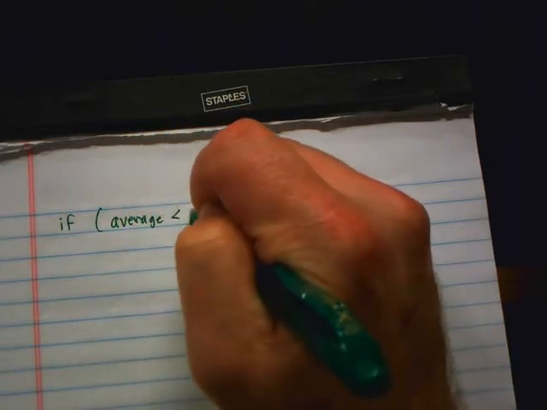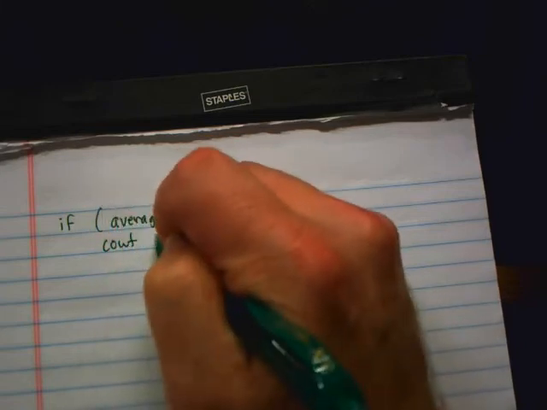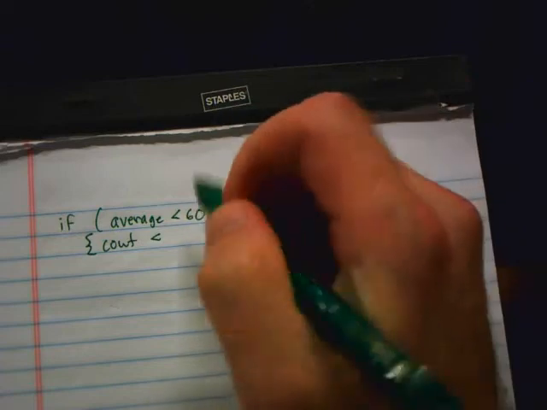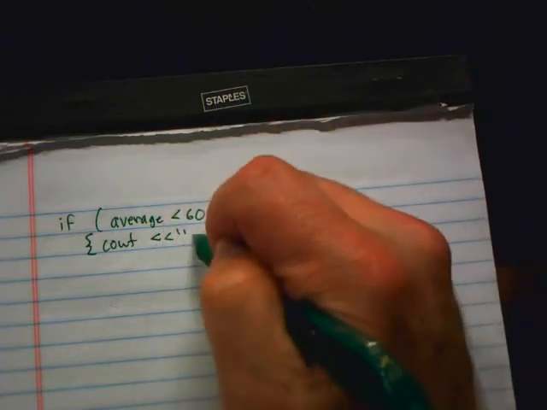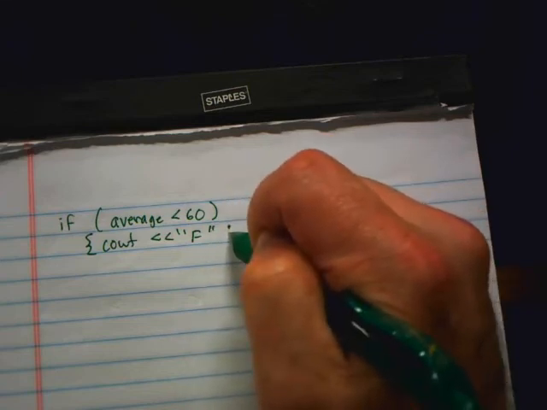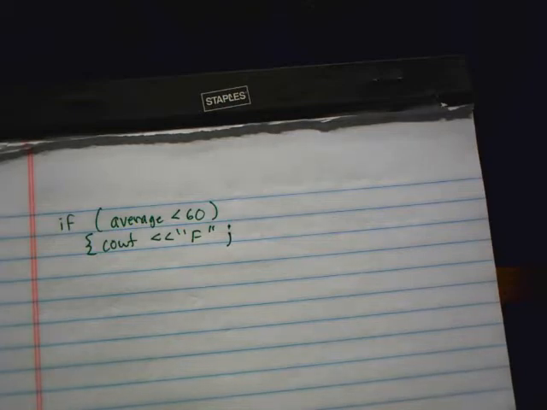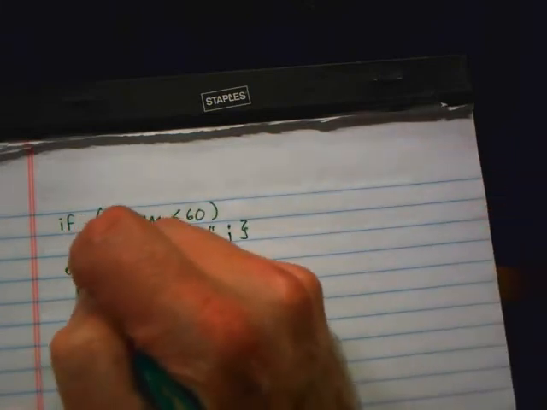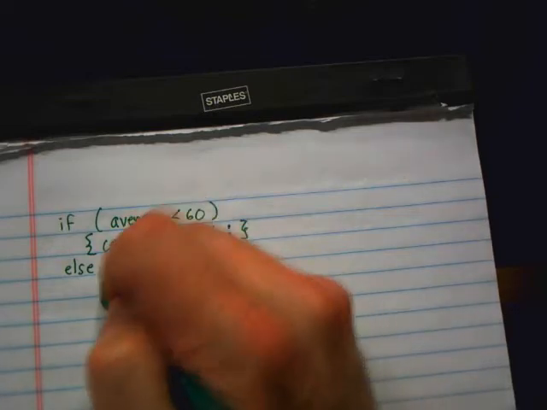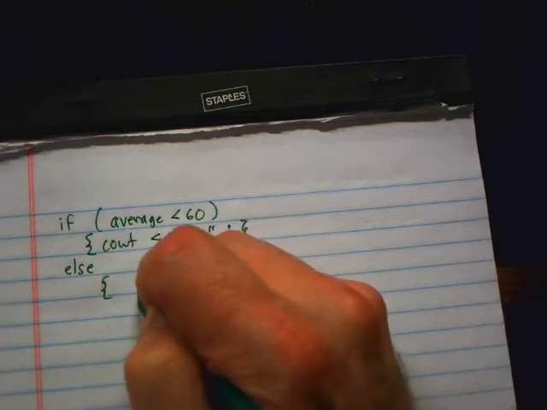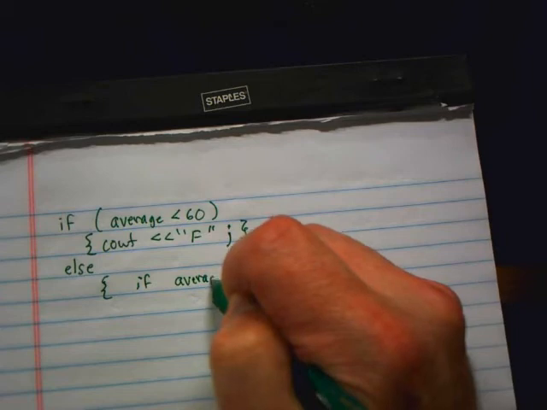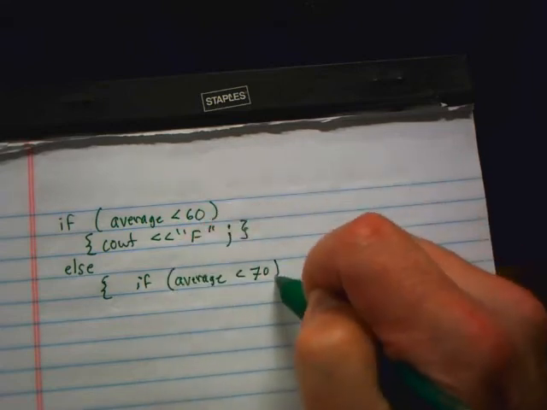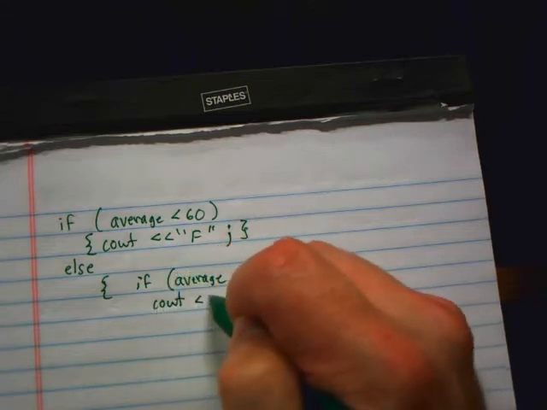We would do this. If average is less than 60, cout F. Else. I don't know why I put the curly brackets. I didn't really need them, but I did. Else. Now I need the curly brackets. If average is less than 70, cout D.